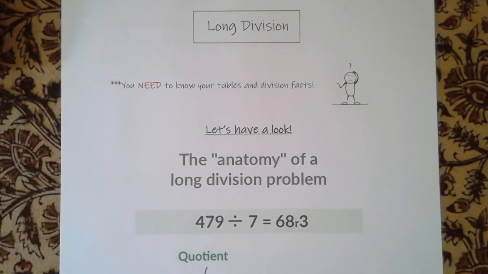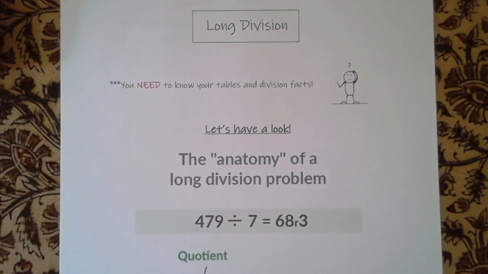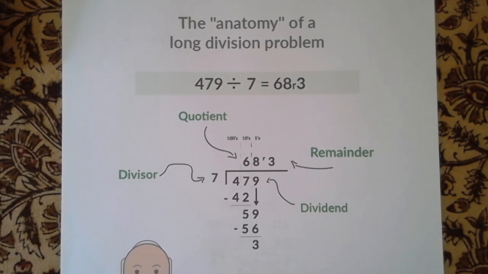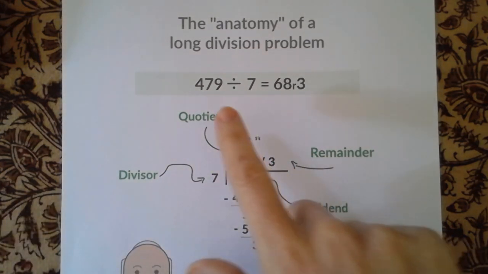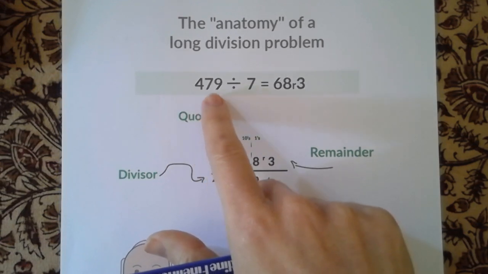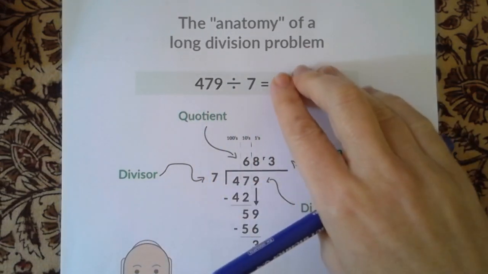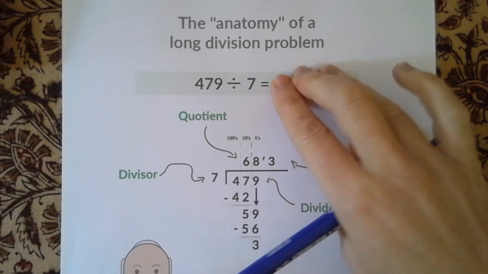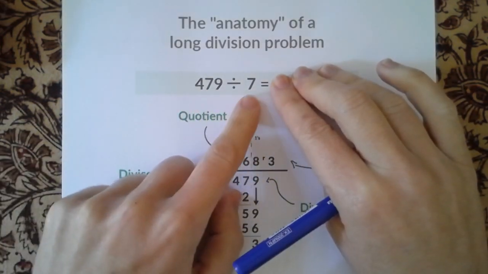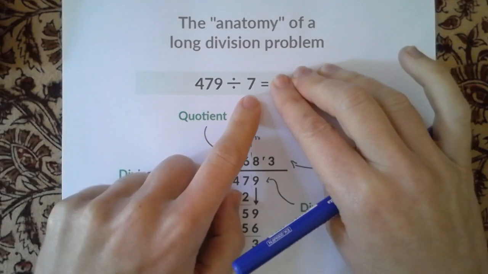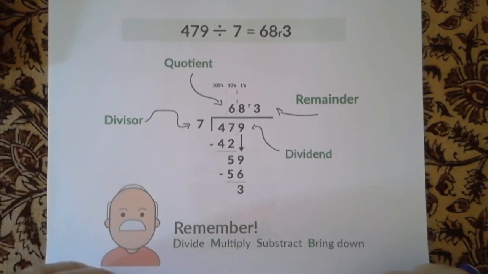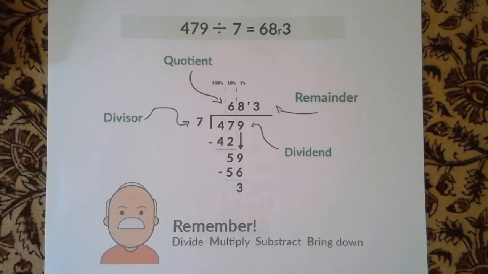Okay, so let's look at, it says here, the anatomy of a long division problem. So here we have a diagram. This is the number sentence. It says 479 divided by 7. I don't want you to look at the answer yet. I'm going to guide you through it. So this is how you write the question, the number sentence, and this is how you write it when you do long division.